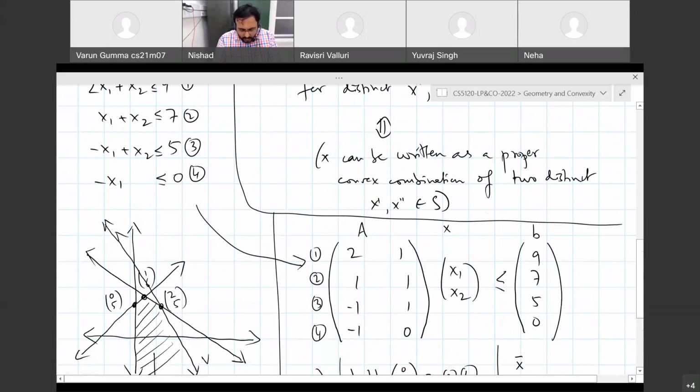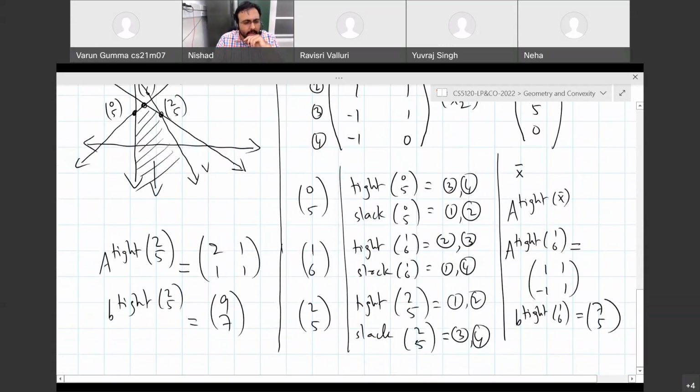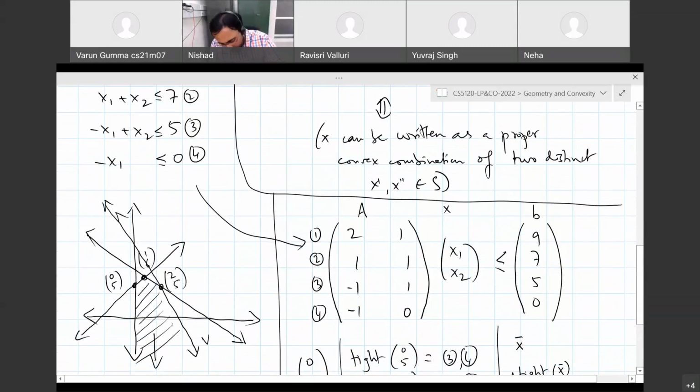Okay. So what do you think should happen? If a point is extreme, what should the rank of the A tight matrix be? Supposing A is an m by n matrix, so you have m rows and n columns, and B is going to be an m by 1 vector, right? And x, of course, is n by 1. Sorry, I made a mistake earlier.